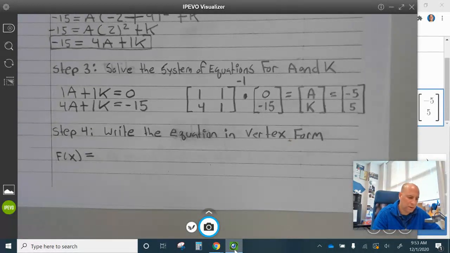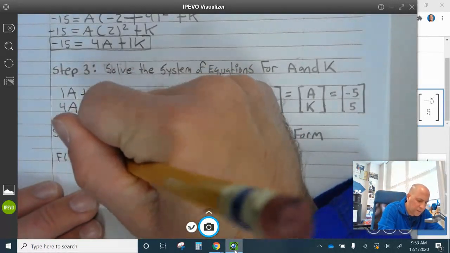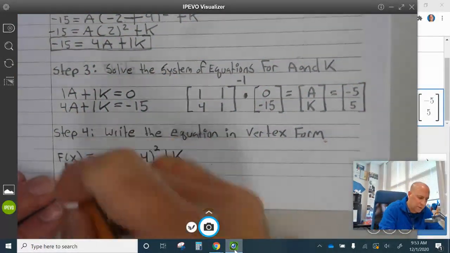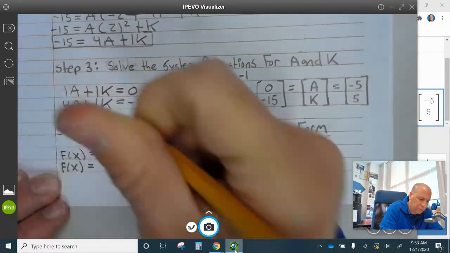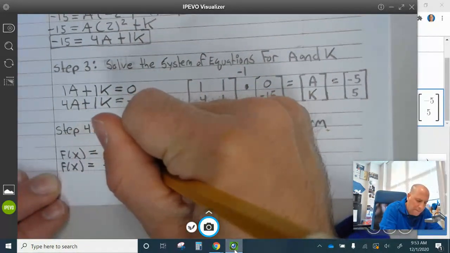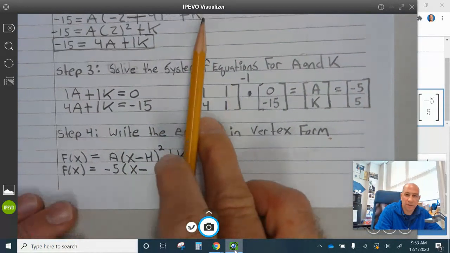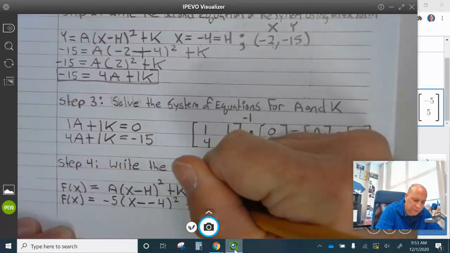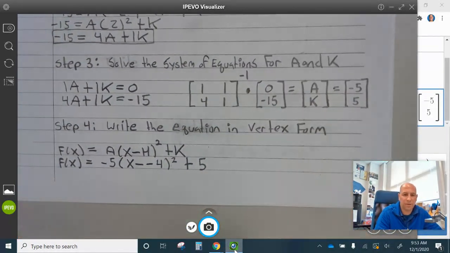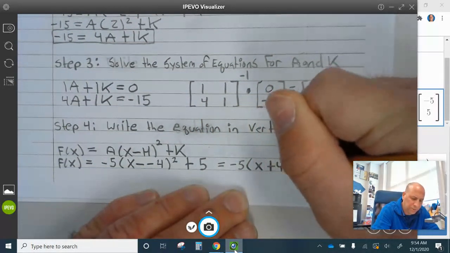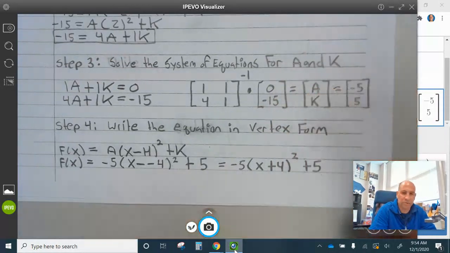Now, step 4, write the equation in vertex form. So we know f of x equals A, parentheses x minus h squared plus k. So f of x equals, well, our A value is negative 5, x minus our h value, which is negative 4, squared plus k, which is 5. And if you simplify that, that's negative 5 times x plus 4 squared plus 5.